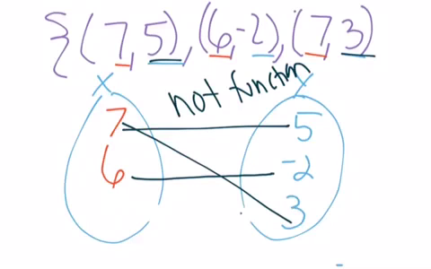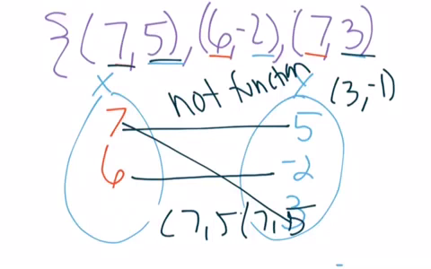So if you just look at the relation set up as a set of ordered pairs, and you see that you have the same domain value in more than one ordered pair with different ranges, it is not a function. It is a function if you had (7, 5), (7, 5). That is a function. But you can't have something like (3, -1) and then (3, 2). 3 can only go with -1 or the positive 2.